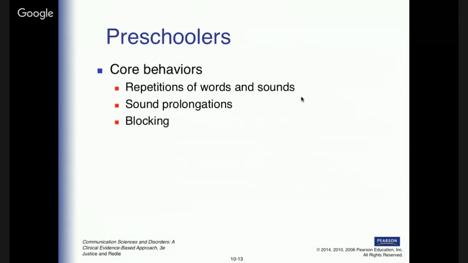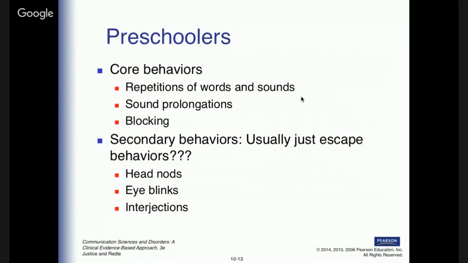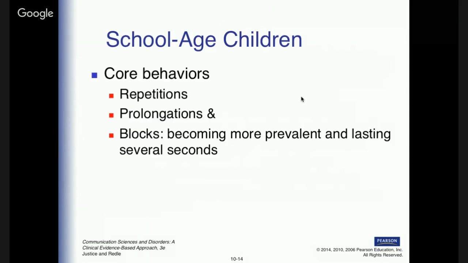All right, so preschoolers are going to have those repetitions of words and sounds, sound prolongations, and blocks, usually just escape behaviors at this point. But I've certainly known even 2-year-olds to have some avoidance behaviors, though usually they're just going to have escape behaviors, those head nods, eye blinks, and interjections, just to get out of that moment of stuttering. So if you're 3 and you're stuck, you might do something physical, boom, it helps you get out of a moment of stuttering. Doesn't seem like that big a deal, but it can become a big deal.